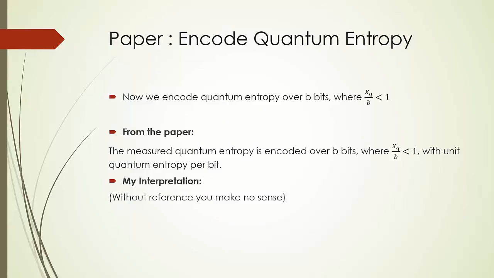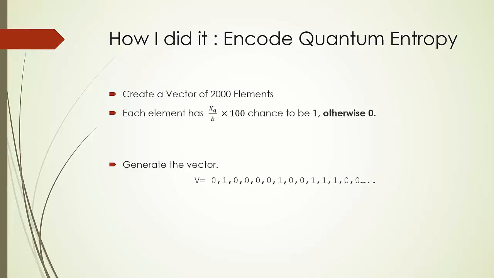So now we are going to encode the quantum entropy over B bits, where XQ/B is less than 1. The paper says the measured quantum entropy is encoded over B bits, where XQ/B is less than 1, with uniform quantum entropy per bit. I was a little confused, so I had my own interpretation. What I did is create a vector of 2000 elements, and each element has an XQ/B times 100% chance to be 1, otherwise 0. So I generated a vector like this.